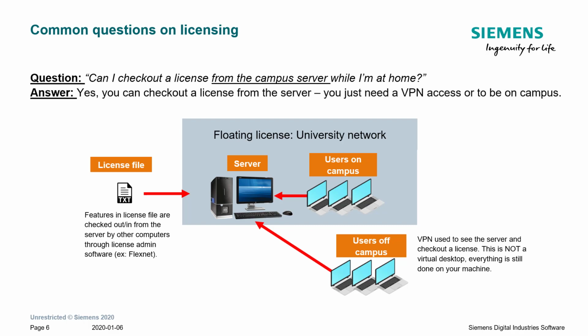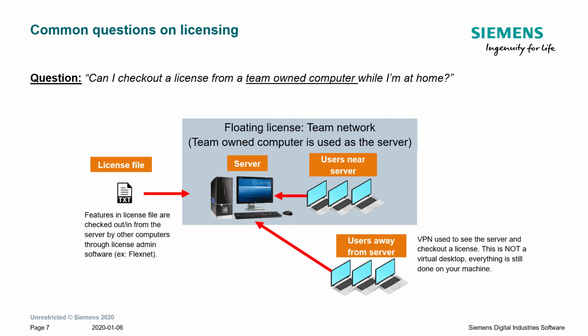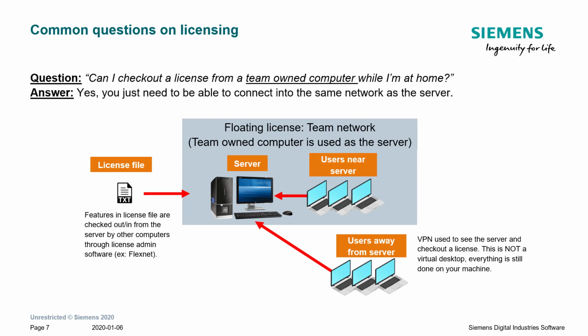You just need to be able to connect to the same network, so you'll need to either use VPN or be on campus. Similarly, if you have the same floating license setup, but you're using a team-owned computer as the server, then you can check out a license from that computer on a personal computer. You just need to be able to connect into that same network. Keep in mind if you want to set up a server using a team-owned computer, that computer doesn't need to be a high-end machine. A basic workstation or laptop computer should work fine.